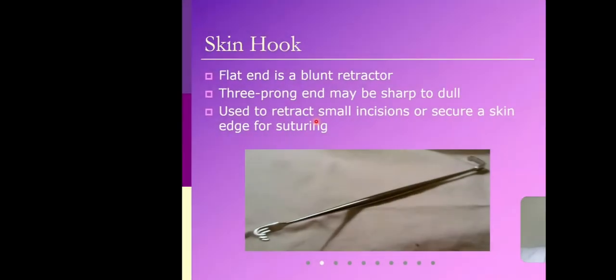Skin hook, flat end is a blunt retractor. Three prong end may be sharp to dull. Used to retract a small incision or a skin edge for suturing. It is done, that is anatomical dissection.